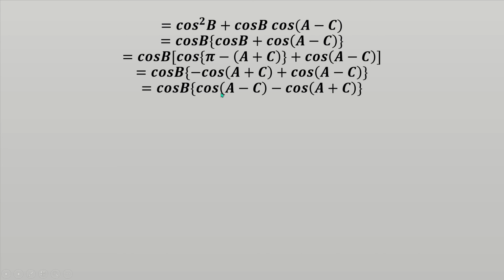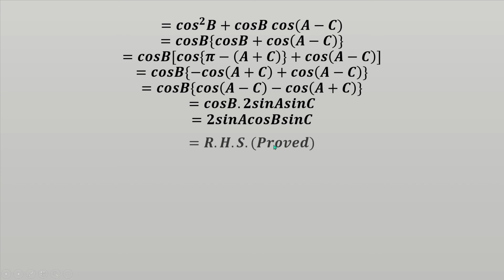Cos (A minus C) taking first, then this part in right. Now this equals cos B into 2 sin A into sin C, as here is cos (A minus B) minus cos (A plus B) equals 2 sin A sin B, as here A means A, B means C. Now arranging and writing 2 sin A cos B sin C, this is equal to the right hand side. Proof is complete. Clear everyone?